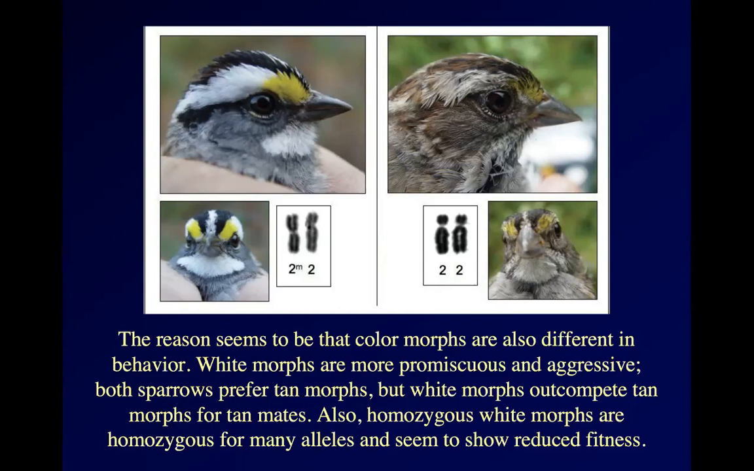There's also the fact that homozygous white morphs aren't very common. They're homozygous for a whole lot of alleles, and they seem to show reduced fitness.